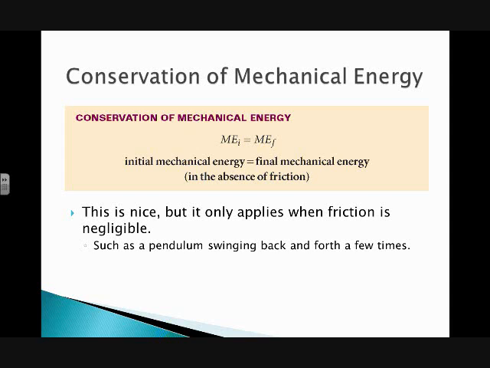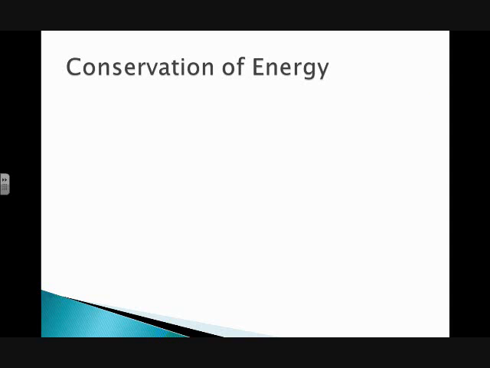An example, a pendulum, that if you allow to swing back and forth just a few times, friction can be considered negligible. But more than 3, 4, 5 times, friction is playing a big role. And so you can't do conservation of mechanical energy. It's nice, but I prefer a more global approach. I like to look at things simply as conservation of energy.